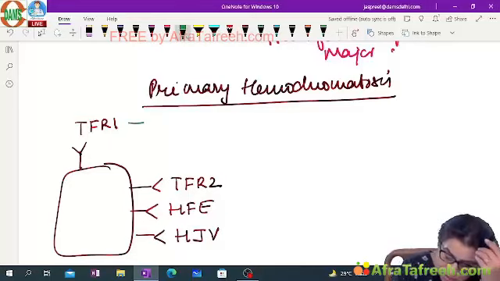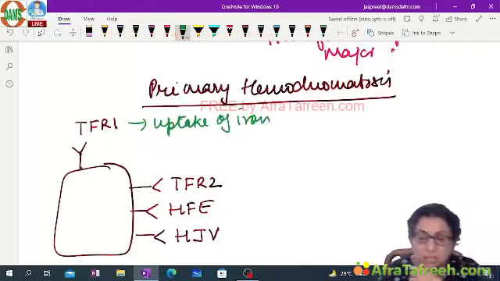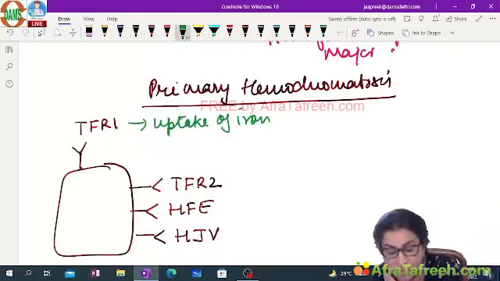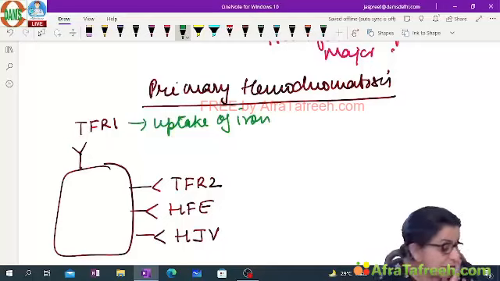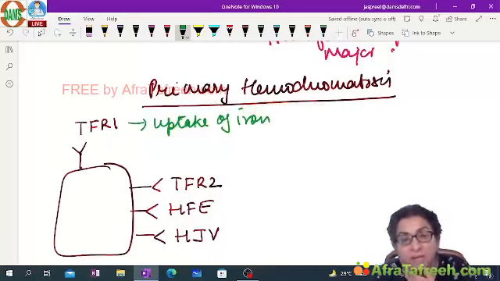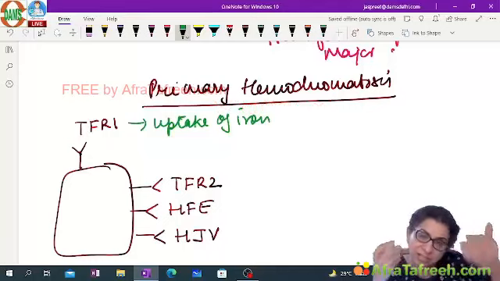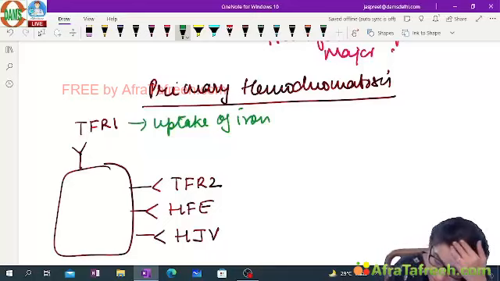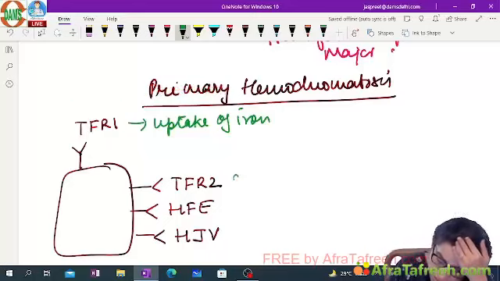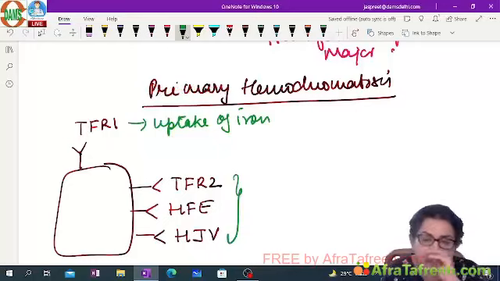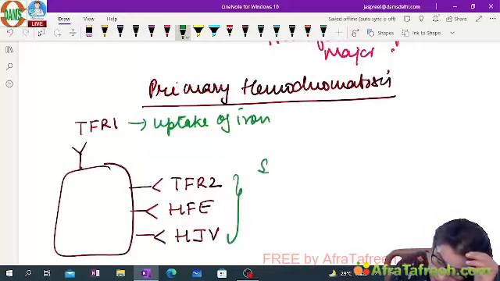Okay, what is the function of these receptors? First, transferrin receptor 1 is for uptake of iron. For iron to go inside the cells, we need this. Second, transferrin receptor 2, HFE and HJV. What is the function of these three receptors? They are sensors of iron.